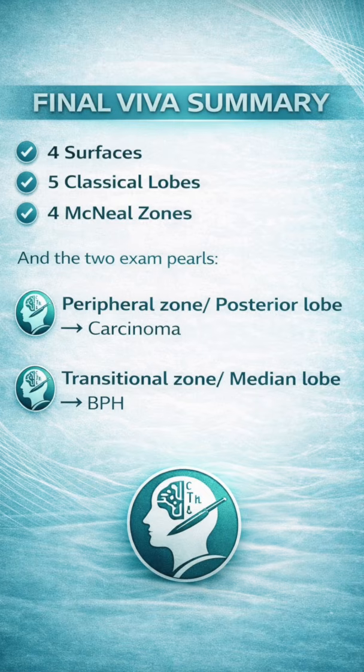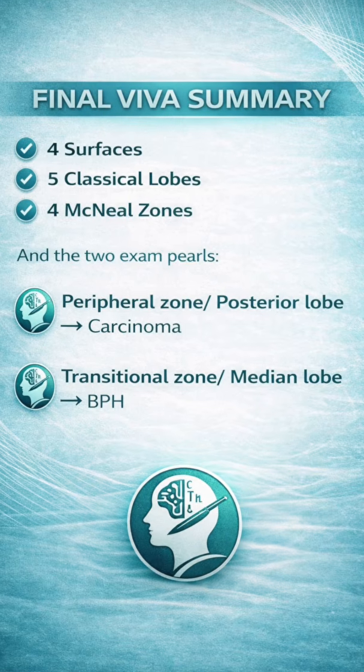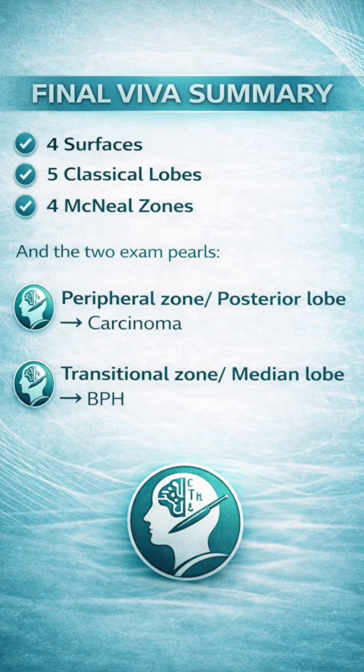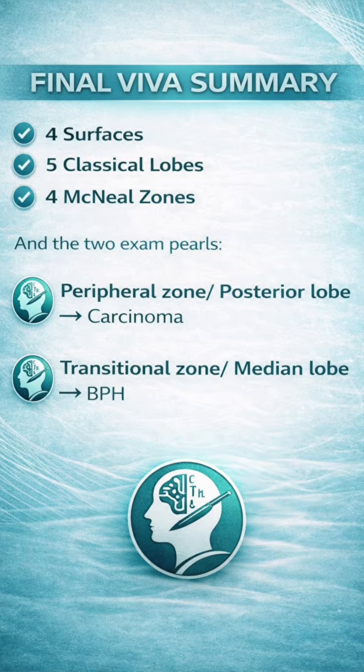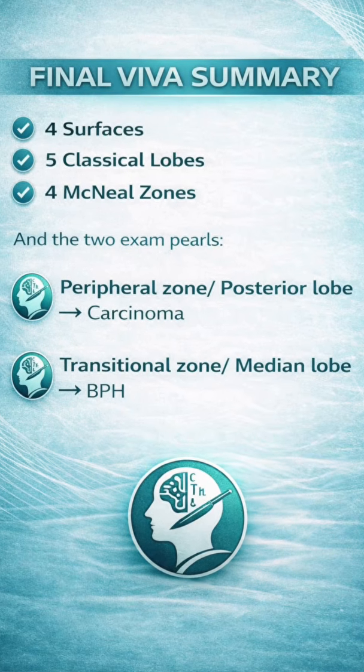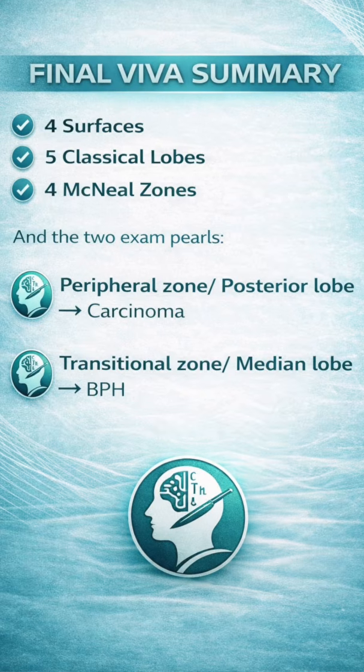So remember this for your Viva. 4 surfaces, 5 lobes and 4 McNeil zones. And 2 important questions. Peripheral zone is where carcinoma is seen, and transitional zone is where benign prostatic hyperplasia is seen.